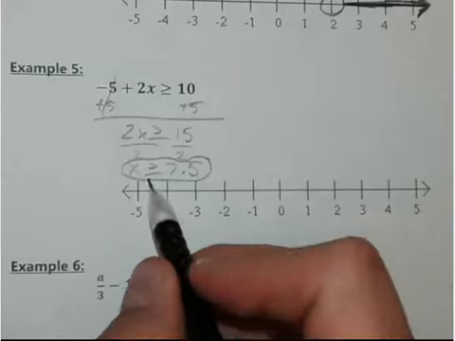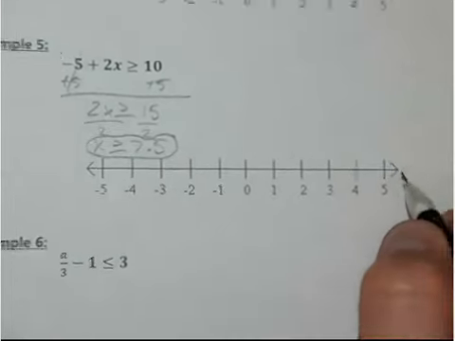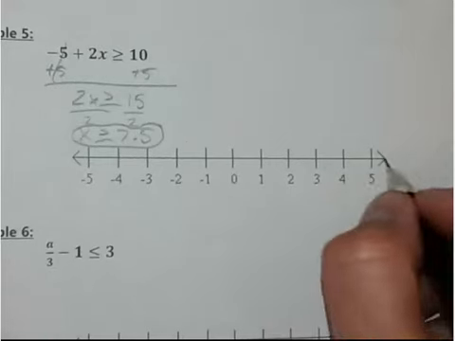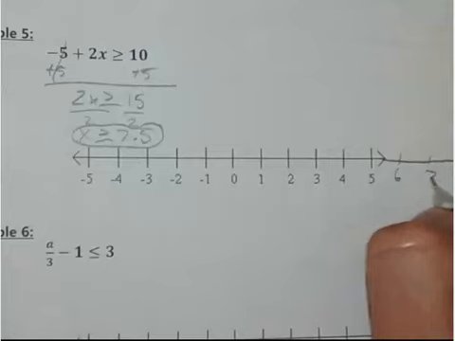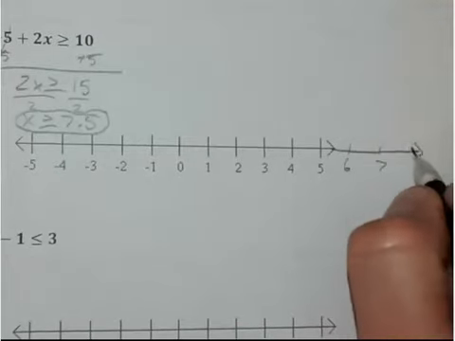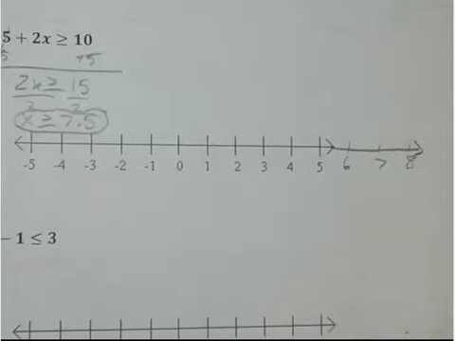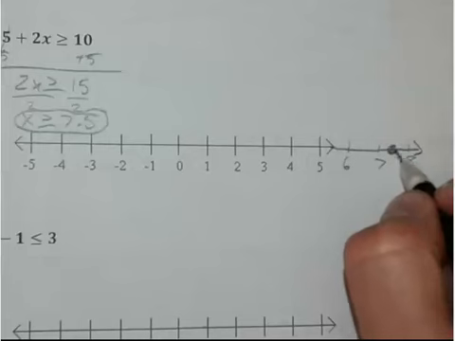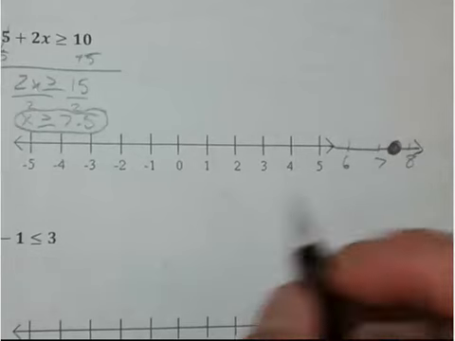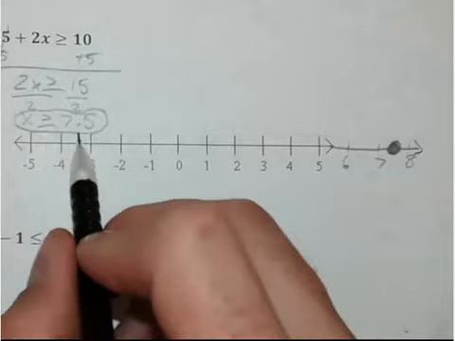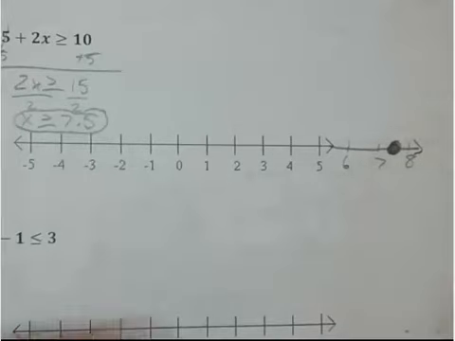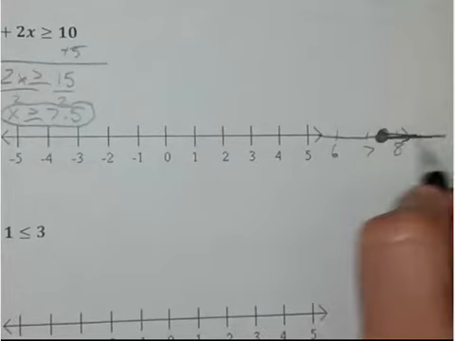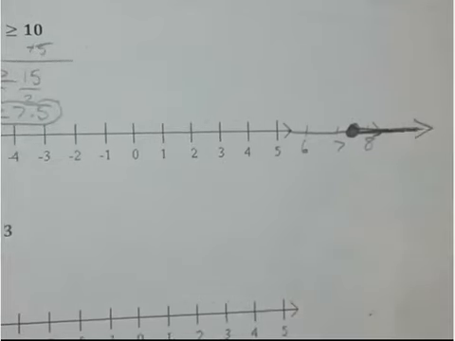So we're going to have a closed circle on 7.5. 7.5 isn't exactly on here, so I'm just going to extend my number line. This is positive 7.5. We're going to have a closed circle, so it's going to go in between 7 and 8. X is greater than or equal to 7.5. So our answer could be 7.5, could be 8, could be 9, could be 10. All of those are solutions, so our arrow is going to go to the right.